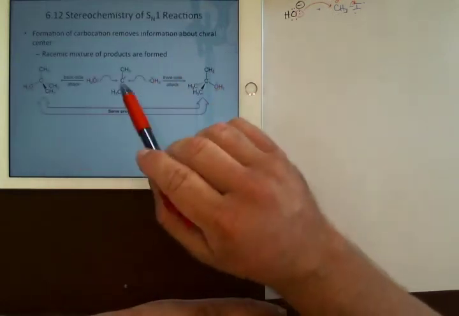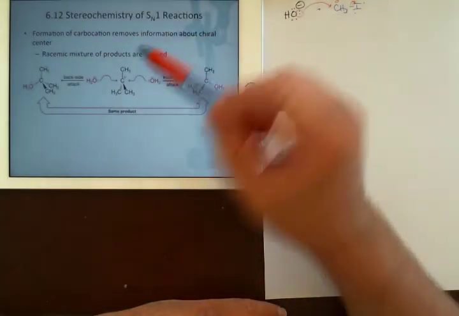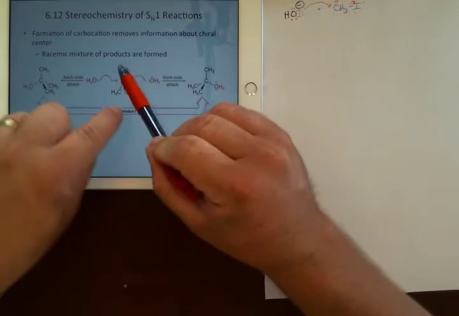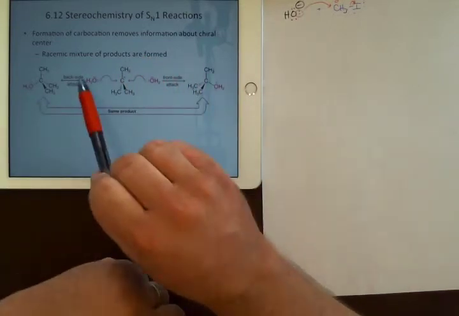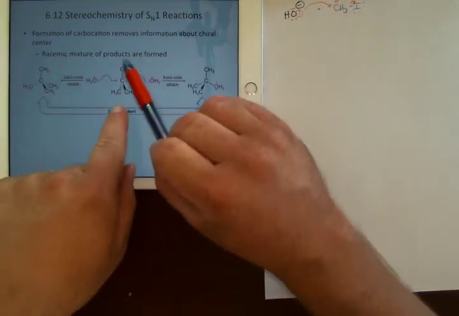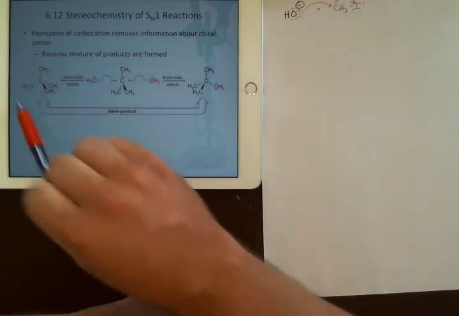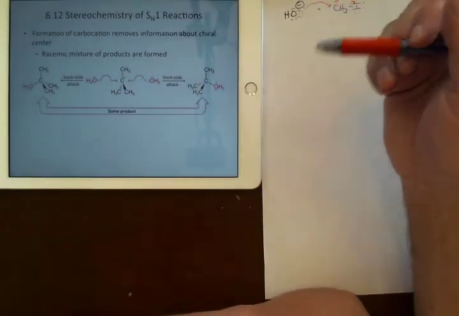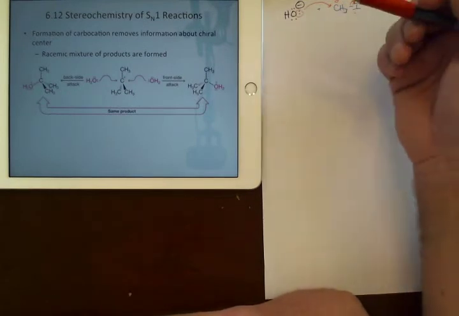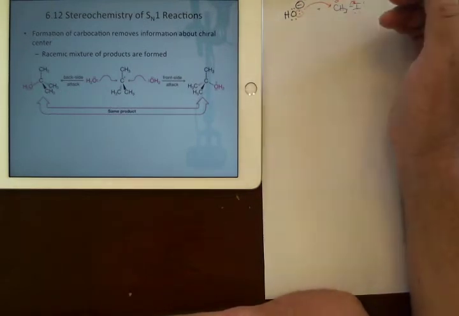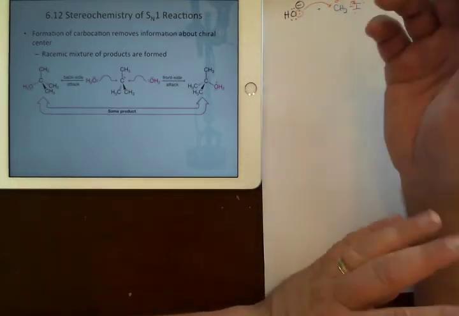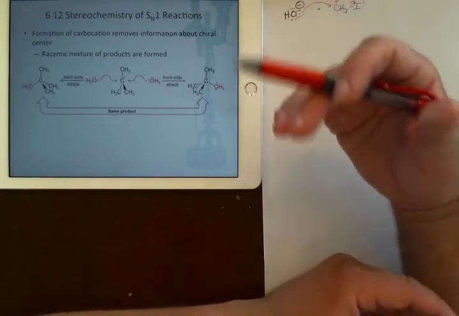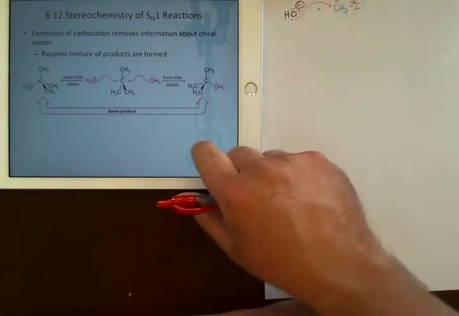The consequence of that is that when the nucleophile sees this, if it attacks from the front side, it's going to push the groups this way to make this stereoisomer. If it attacks on this side, it's going to push the groups this way, and so you're going to make this stereoisomer. So no matter what you started with, you're going to get a racemic mixture. You get R and S out at the end. When it goes through that carbocation intermediate, you lose all information about what's going on.